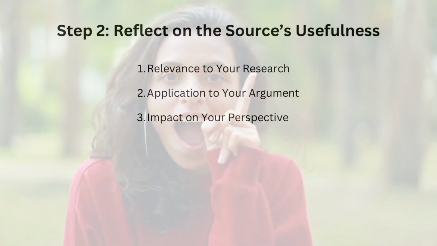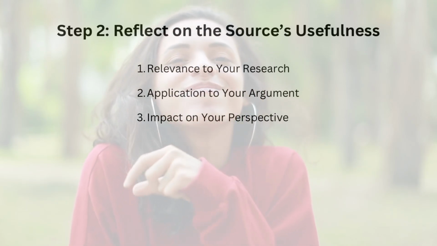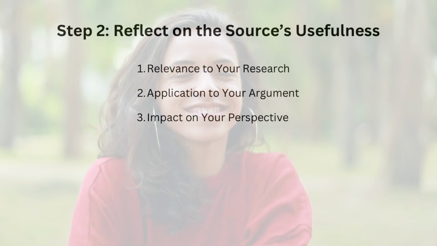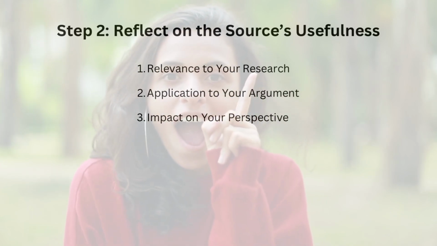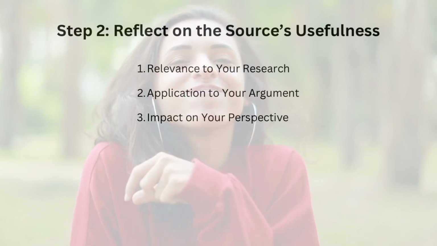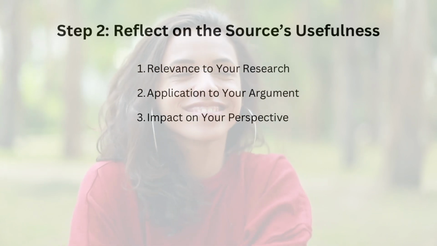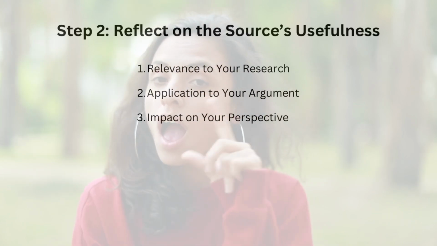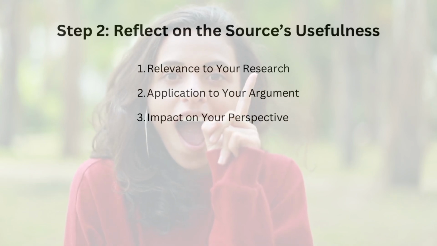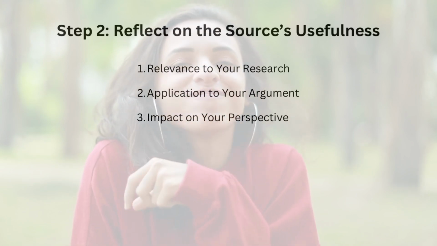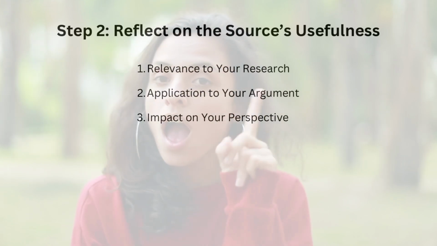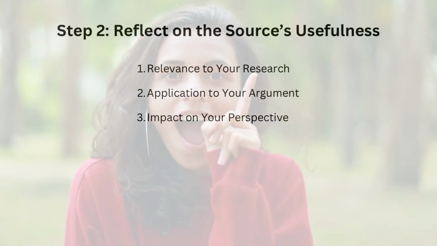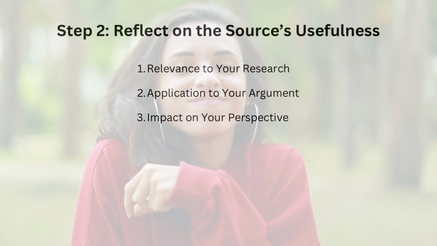Now that you've reviewed your sources, it's time to reflect on each one's usefulness. You'll write a paragraph for each source answering these questions. First, relevance to your research. Why is this source important? Does it support your argument, offer a counterargument, or just give background information? For example, if your topic is about environmental policy, does the source give you data that backs up the effectiveness of certain policies, or does it offer a counter narrative?